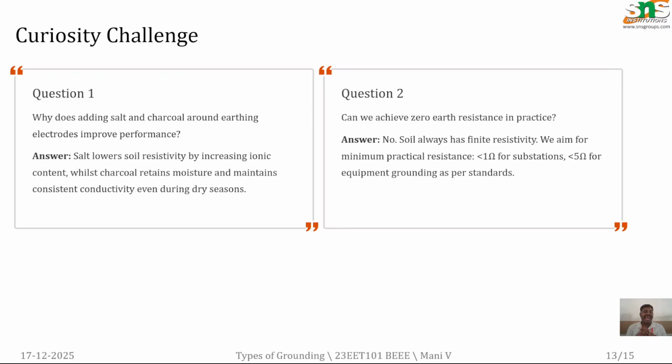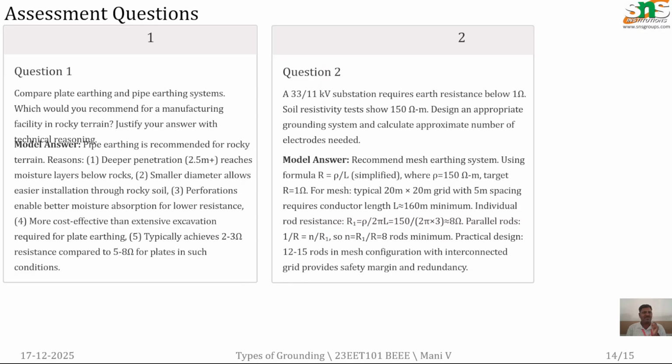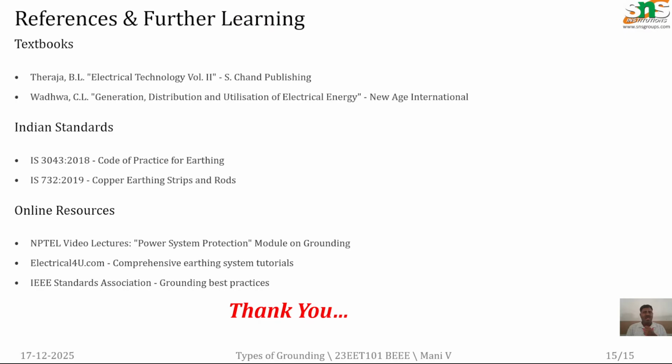And now the challenge questions. Why does adding salt and charcoal around the earthing electrode improve performance? And the second one, can you achieve zero earth resistance in practice? If you know the answer, you can put it in the comment section. And this is the assessment: compare plate earthing and pipe earthing systems, and say which is preferable for a manufacturing industry, especially on rocky terrain. You can put your suggestion in the comment section.